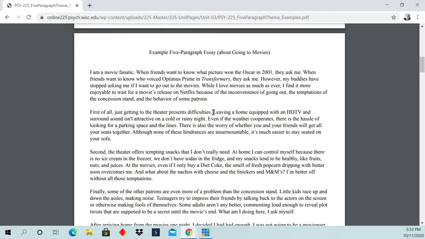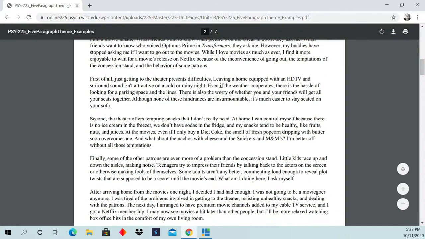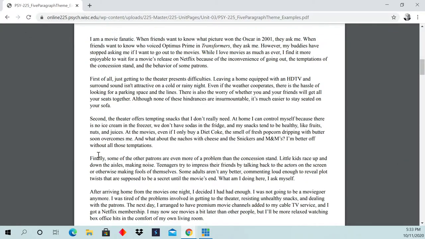The topic sentence in main body paragraph number two is the same main point that was made in the thesis statement in the second position. And then the final position in the thesis statement is that the main point is going to be the behavior of some patrons. We look down here in the third main body paragraph, and what's it say? Finally, some of the other patrons are even more of a problem than the concession stand. There's that main point. Do you see how everything just kind of flows and builds?